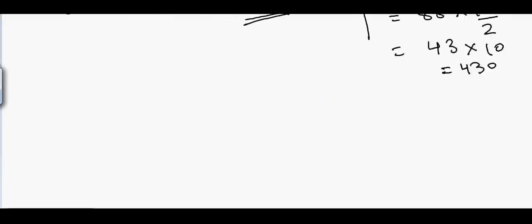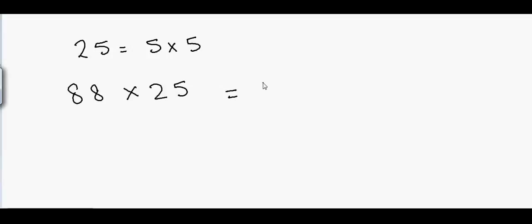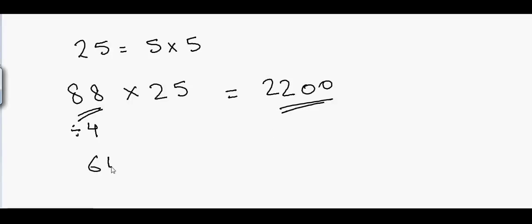Now let's go to 25. If I have to multiply any number by 25, we know that 25 is equal to 5 into 5. So instead of dividing by 2, we will divide by 4. Suppose I have 88 and I want to multiply it by 25. In this case, I will divide 88 by 4. So that will be equal to 22, and then I put 25 in the end. So that is my answer. Again, if I have to multiply 64 by 25, that will be equal to 16, because 64 divided by 4 is equal to 16. So we have 1600 as the answer.